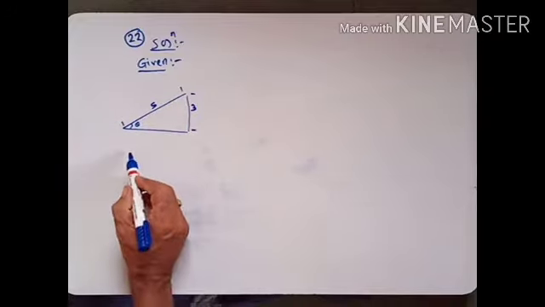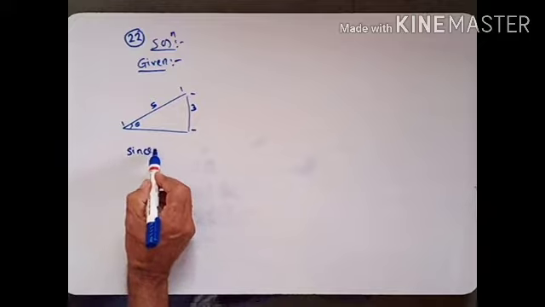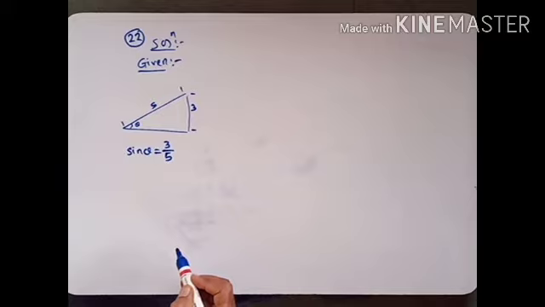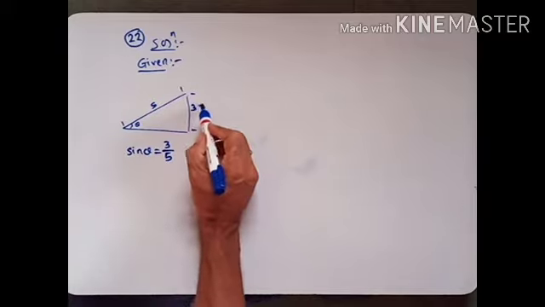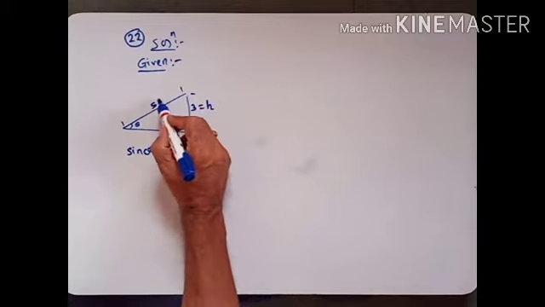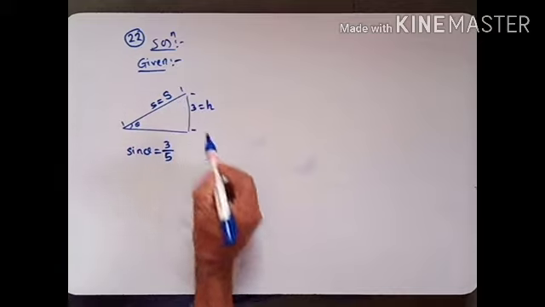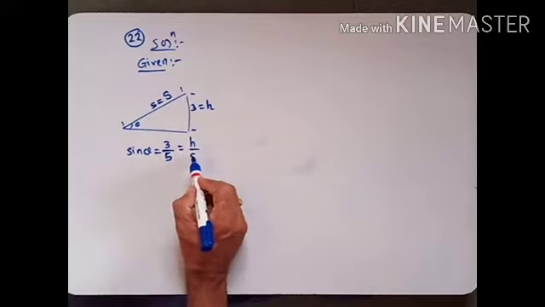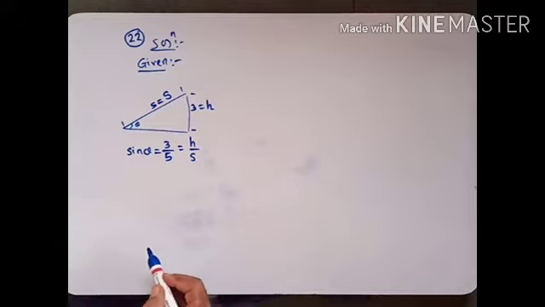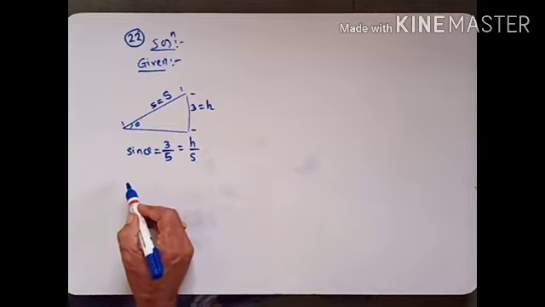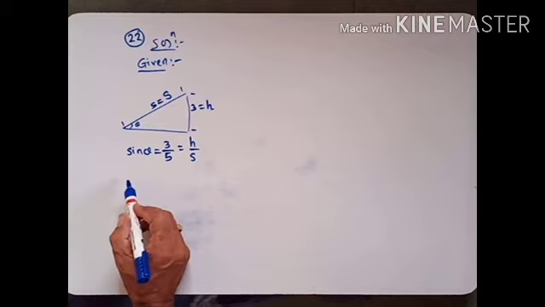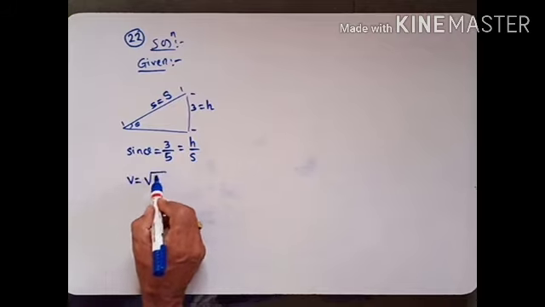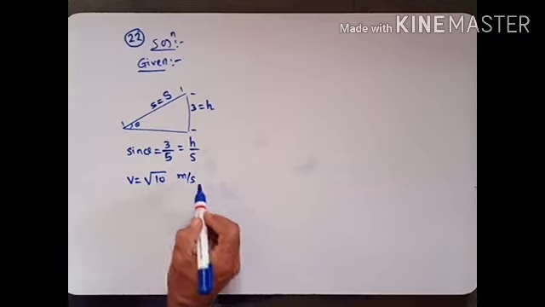And therefore we write here sin theta is equal to 3 by 5. If this is equal to height h and this is equal to s, then we get 3 by 5 is equal to h upon s. Also, we have given it gains a speed of root 10 meter per second. We write here v is equal to root 10 meter per second.